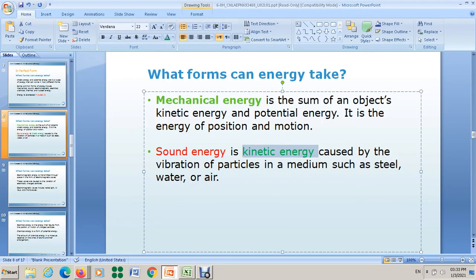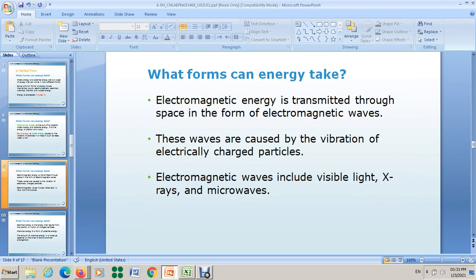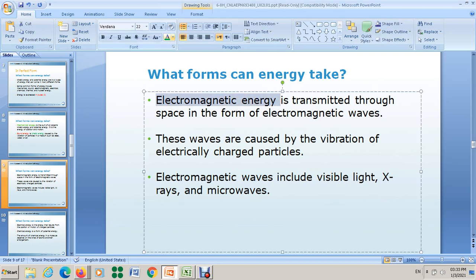Let's move now to talk about another form of energy, which is electromagnetic energy. From its name, the first thing you have to know is that it's kinetic energy. It's not a potential energy. Electro is from electric, from electricity, and we will explain this now. And magnetic is from magnetic force, magnet.